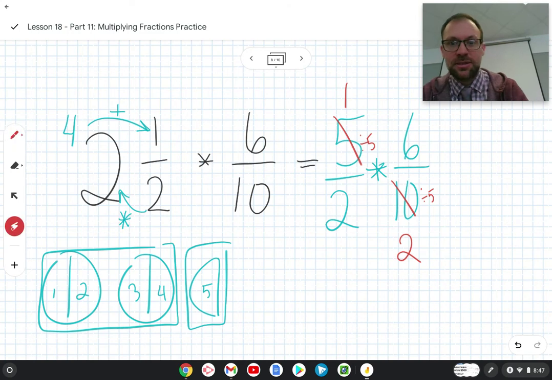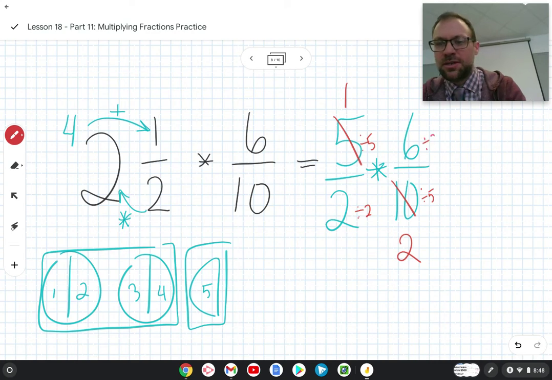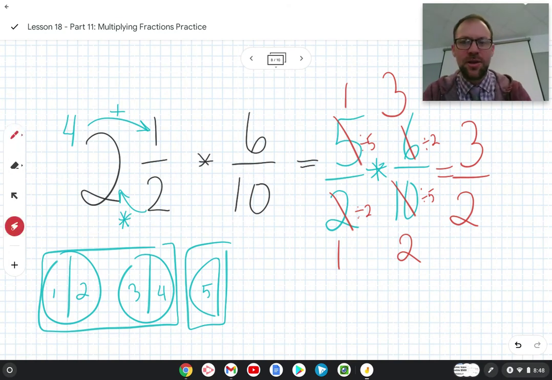And look at this. 2 and 6 can also be simplified. 2 divided by 2, 6 divided by 2, because 2 is the greatest common factor of 2 and 6. Let's see, we're going to get 1 and 3. That leaves us with 3 halves. We're almost done, but look, this product is not yet in simplest form because it's improper. So how do we change that back into a mixed number?